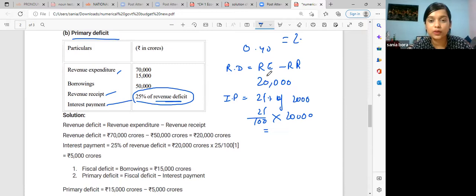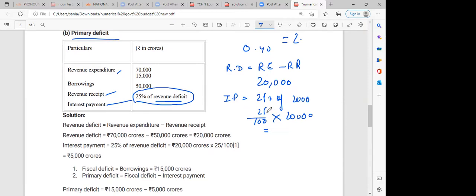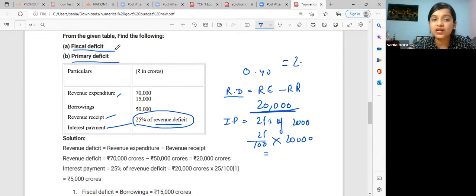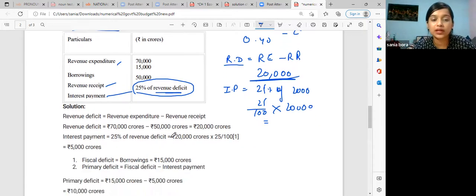Got it? Yes, ma'am. What you have to do, see, the question was 25% of revenue deficit, right? So first you have to find the revenue deficit. It was clearly mentioned: revenue expenditure minus revenue receipt. The answer is 20,000, which is your revenue deficit. But your interest payment is 25% of your revenue deficit, so 25% of this 20,000, you have to find it out, and the answer is 5,000. And then simply put down the fiscal deficit formula and the primary deficit formula and you'll get the answer.